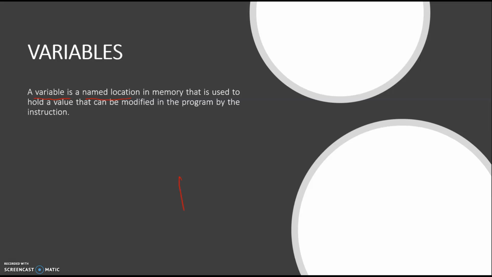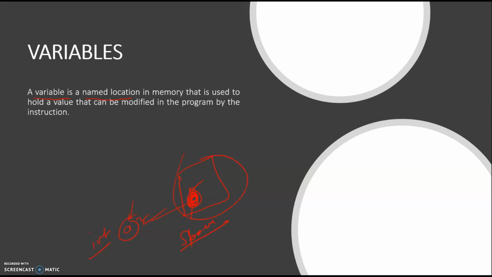So suppose this is your memory, this is the whole memory you have, and you want to reserve a small piece of space in this memory. In order to reserve this small piece of space in the memory, you can use variables. You can say the address for this space is a, and it is of integer type. So you can say int a. This is how you can declare a variable. So you can see a variable is a named location. The name of this location in the memory is a.